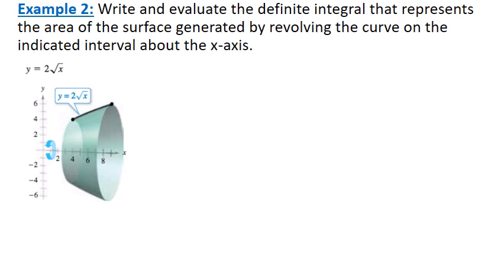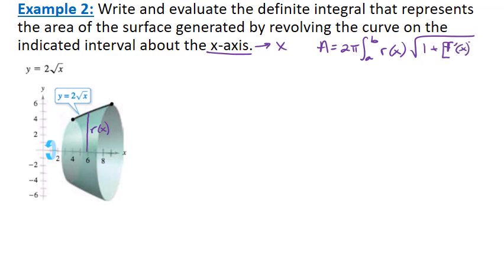So let's jot down our formula. Since we are revolving about the x-axis, everything here is going to be in terms of x. So recall, area is equal to 2 pi times the integral from a to b of r of x, where r of x is the distance between the axis of revolution and our curve, times the square root of 1 plus f prime of x squared.